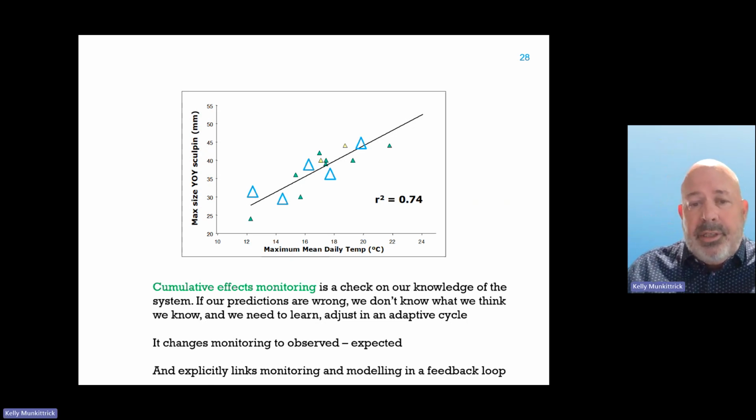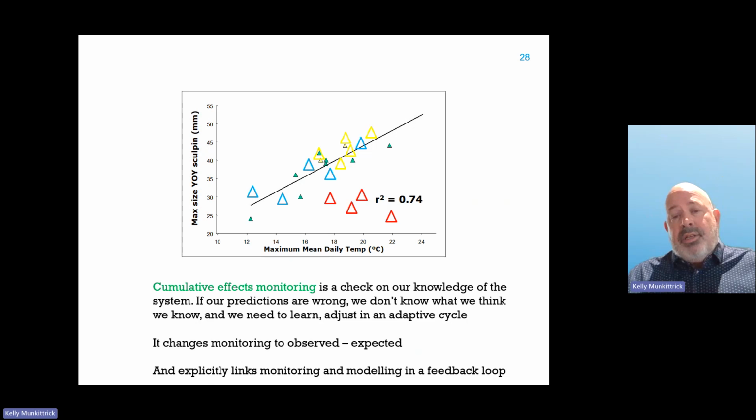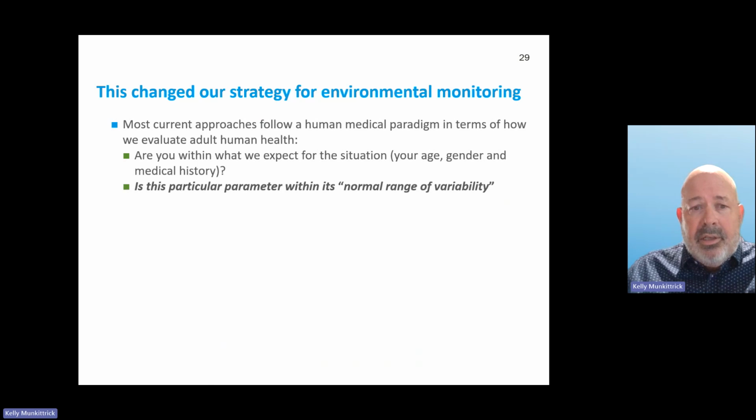You'd want to have a number of these kinds of relationships. The next 5 years, the temperature has shifted, but we haven't broken anything that we can tell with this relationship. And if it falls off the line, then something has changed and we don't understand the system as well as we think. So it changes monitoring to observed minus expected and explicitly links monitoring and modeling in a feedback loop. So it changed our strategy for environmental monitoring.